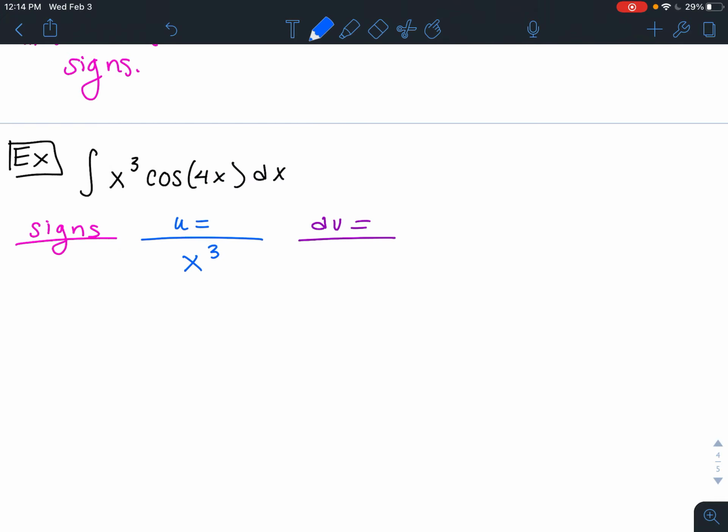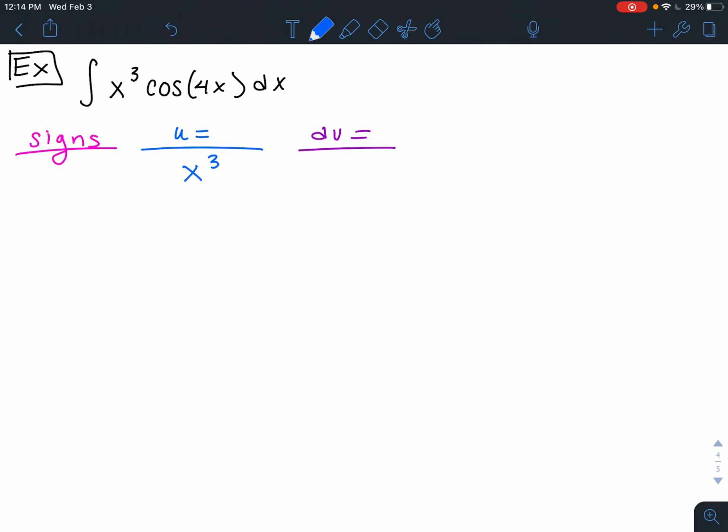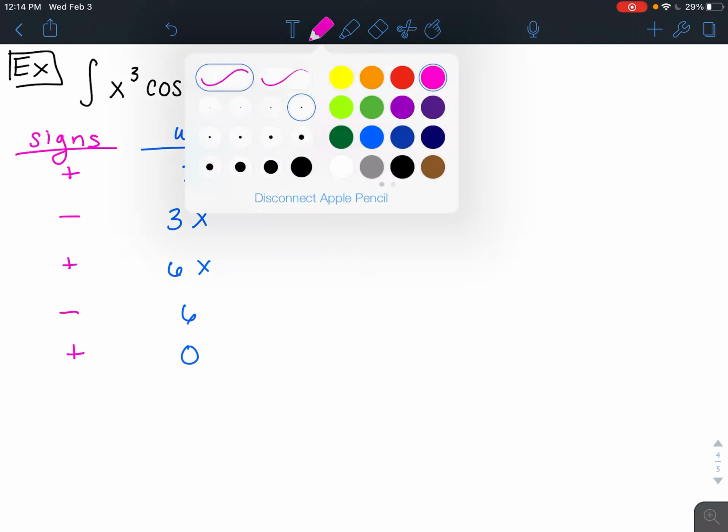Okay, so my u is going to be x cubed, and then I'm just going to differentiate so I can figure out how many rows this thing's going to have. So I'm going to get 3x squared, then I'm going to derive and get 6x, 6, and then 0. So then I'm going to fill in my signs. So I always start positive, and then I alternate.